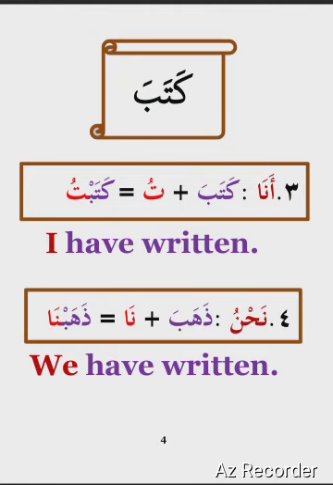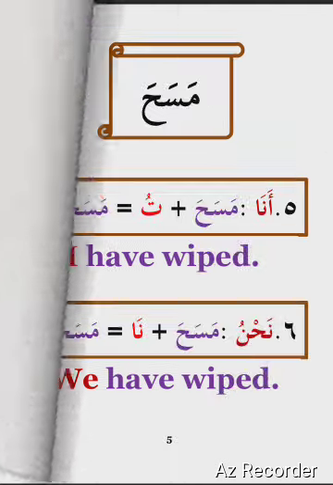Arba'a, number four. Nahanu, we. So how do we change the verb kataba to suit nahanu? All you need to do is to attach na to the last letter. Then you give sukun to the letter before it. So the verb kataba will now become katabna, which means we have written or we wrote. Just like dhahabna, katabna. لعلك فهمت. I hope you understand.